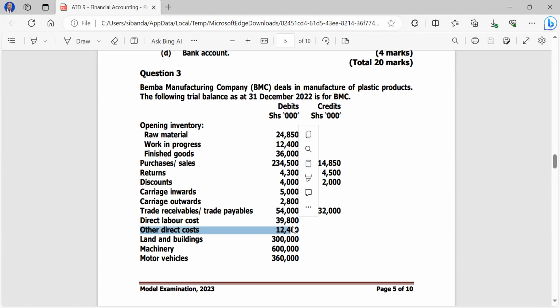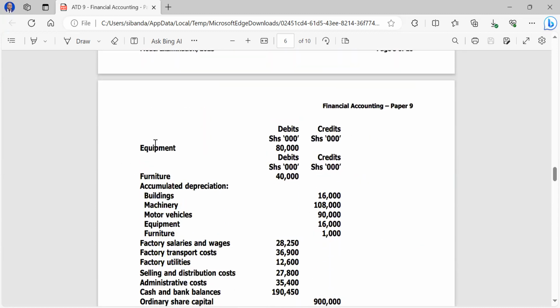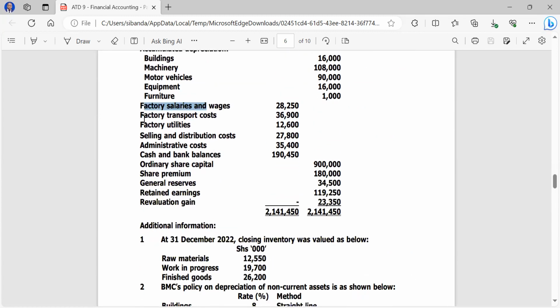Remember, our interest is to look for the items of equity. We've not found any yet. We have land and building, machinery, motor vehicle, and so on. These are non-current assets. So we have equipment. They provide us information here. Then we have furniture, accumulated depreciation. Then we have factory salaries and wages. Then we have all these. We don't see any equity item.